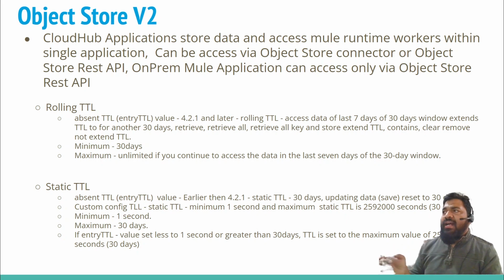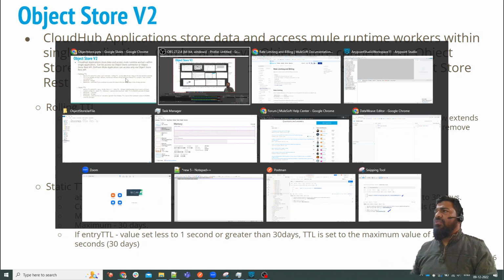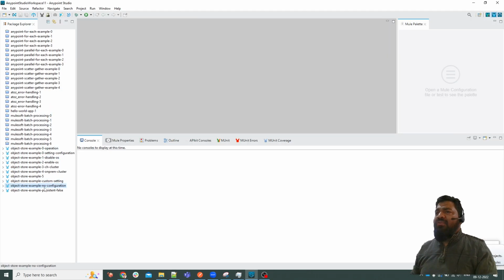So here I'm not going to talk about the custom setting. I'm going to talk about the default setting. When we are not defining entry TTL, what will happen? We created our application. Okay, let me show you. So we created our application with no configuration.